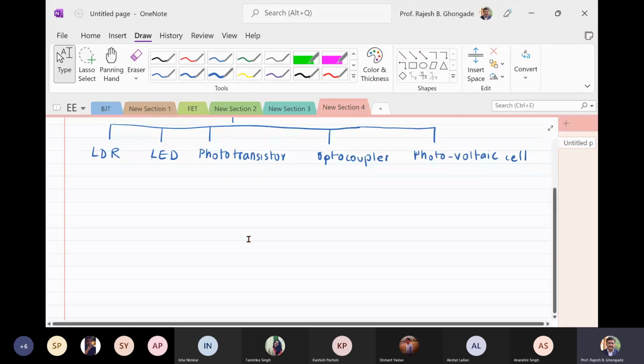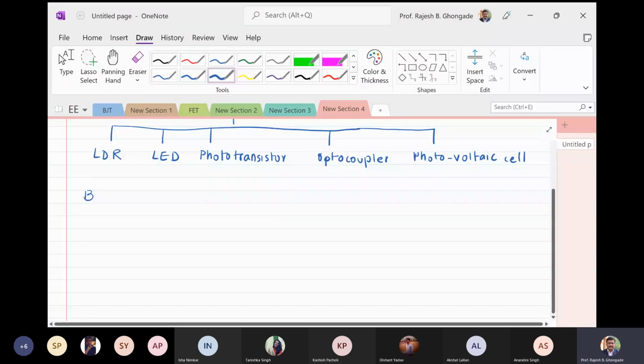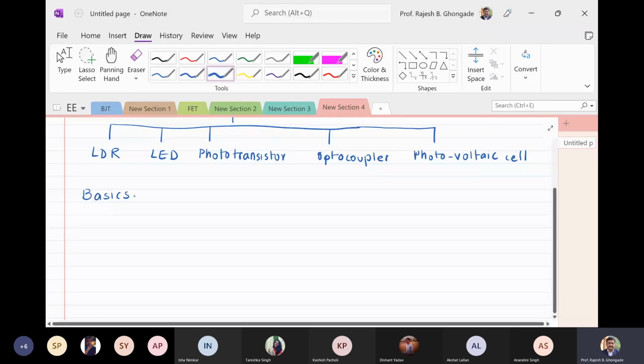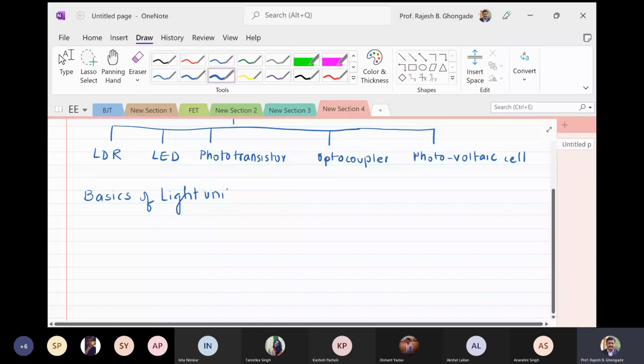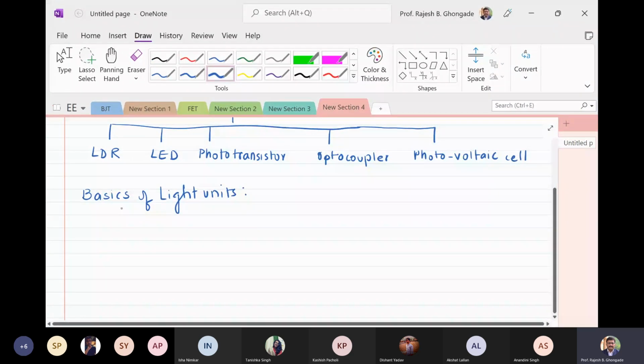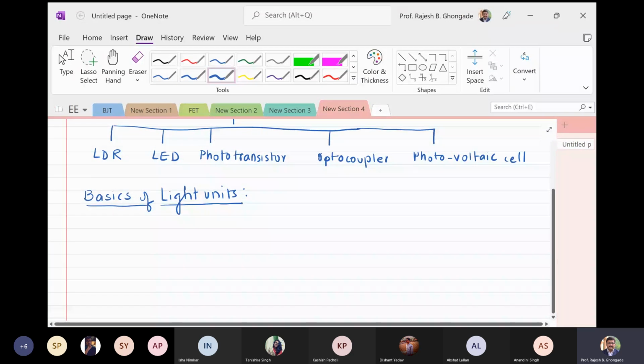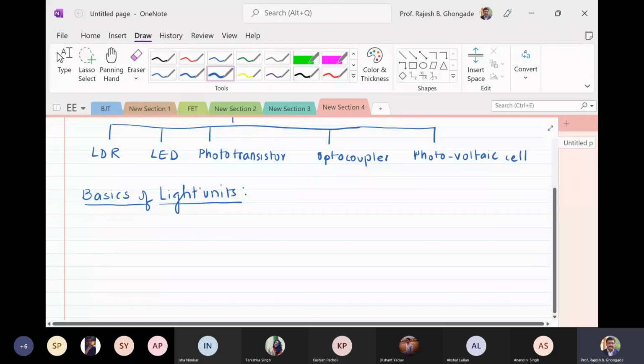We'll start with the basics of light units. Now there are a lot of units used in physics as far as light is concerned, but we are going to see a few of them which are relevant to us. So the very first thing, the total light energy output.